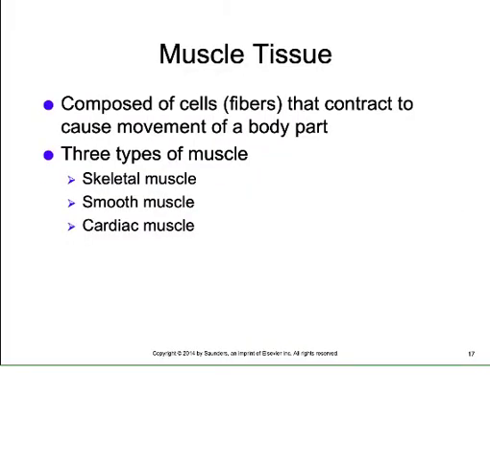Muscle tissue is composed of fibers that contract to cause movement of a body part. The three types of muscle include skeletal, smooth, and cardiac. Skeletal muscle is multinucleate rod-shaped cells that form bundles called fascicles, and then bundles of fascicles form the muscle. And there's connective tissue throughout holding all this together, and that attaches to bone, and we consciously control it.